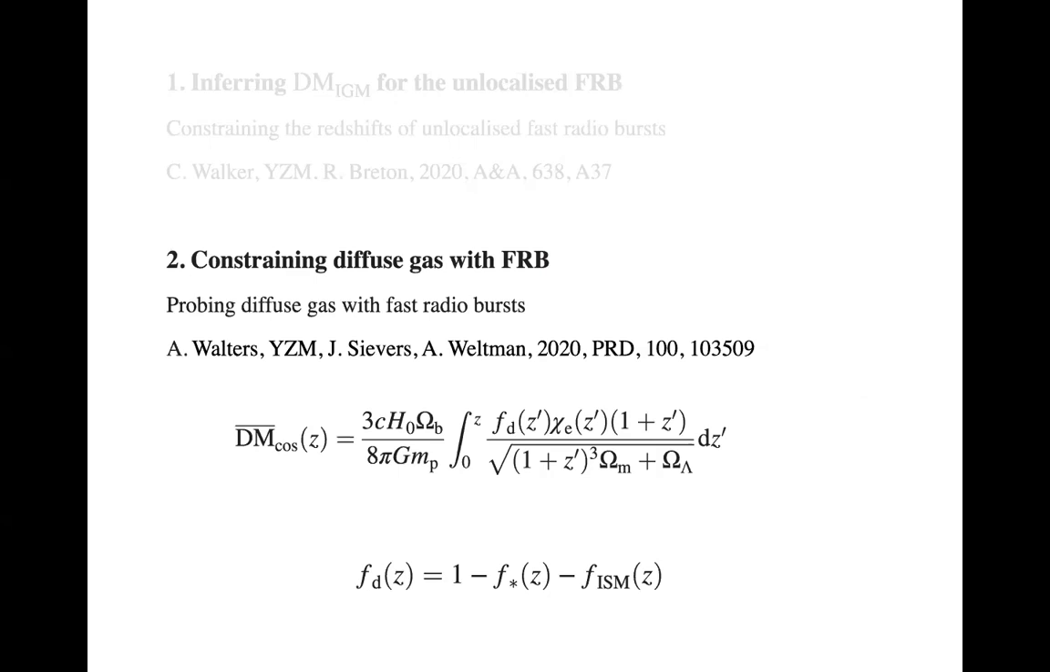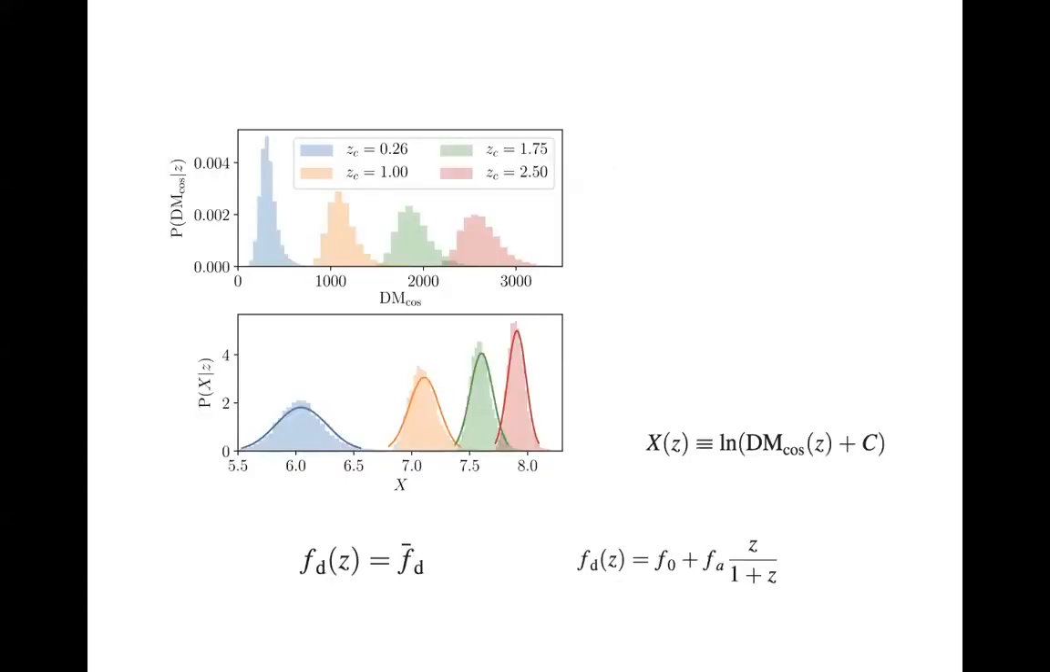Basically we can use that to probe the diffuse gas fraction, which is basically calculating the f_d, as you can see here, that affects my extragalactic DM, which is related to basically the integral of this. And that f_d is the diffuse gas, which is not the baryons already made into stars and galaxies, and not the baryons which are in the interstellar medium. So I just quickly go through this.